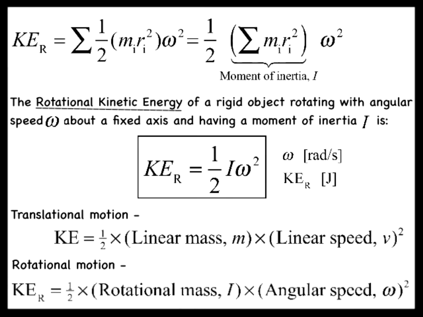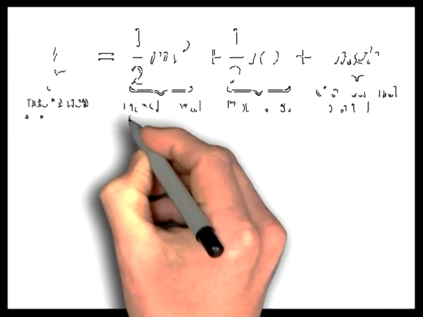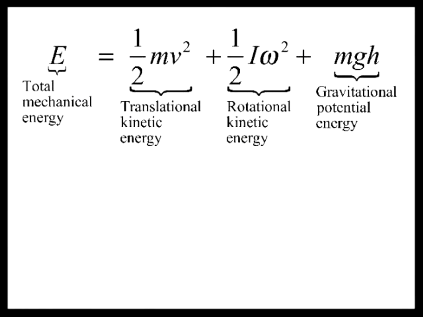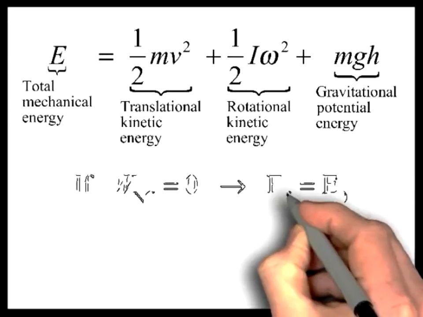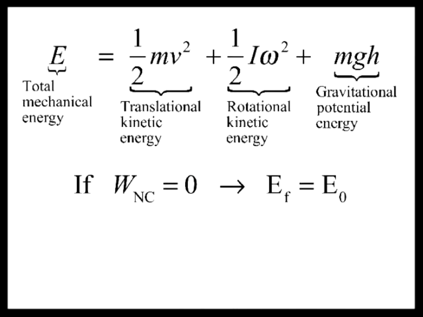Kinetic energy is one part of an object's total mechanical energy. Now we take into account both the translational and rotational kinetic energies that can result simultaneously. A wheel rolling down a hill, for example, has both translational and rotational kinetic energy, in addition to its gravitational potential energy. The rotational kinetic energy term now gets added to the overall total mechanical energy. And as before, in the absence of work done by non-conservative forces, the total mechanical energy is a constant of the motion.